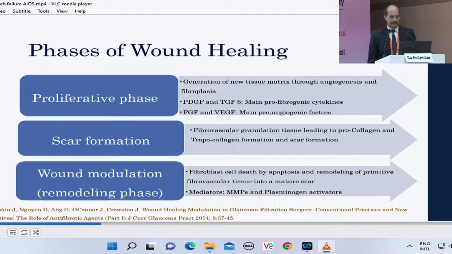Simultaneously, there is wound modulation, the remodeling phase, which begins around the 3rd to 4th week, in which fibroblast cell death occurs by apoptosis and remodeling of the primitive fibrovascular tissue occurs into a mature scar. This phase is primarily mediated by the matrix metalloproteinases and plasminogen activators.